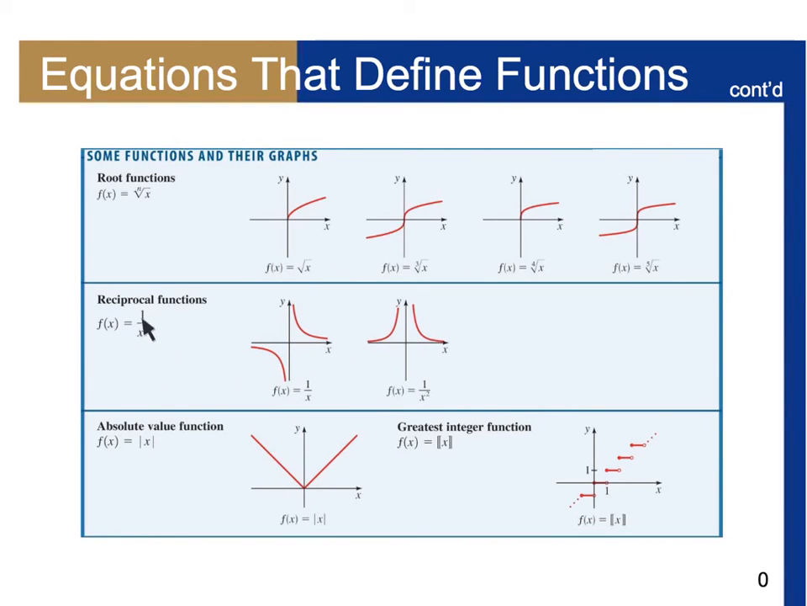Okay. Reciprocal function: 1 over x looks like this. 1 over x squared is like a funnel, has symmetry about the y-axis because we're taking x and squaring it. Absolute value function: the absolute value of x is just a big V there. Okay, and we looked at the greatest integer function, so that's what that looks like. It's that step function there.